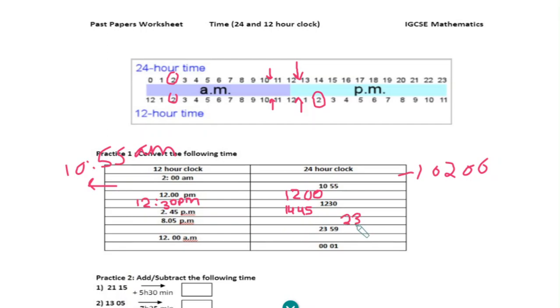These are just some practice questions before we go to the actual past practice questions. We were supposed to add 12 to it, so that becomes 20:05. Then 23:59, subtract 12 from it and we'll get 11:59 p.m.